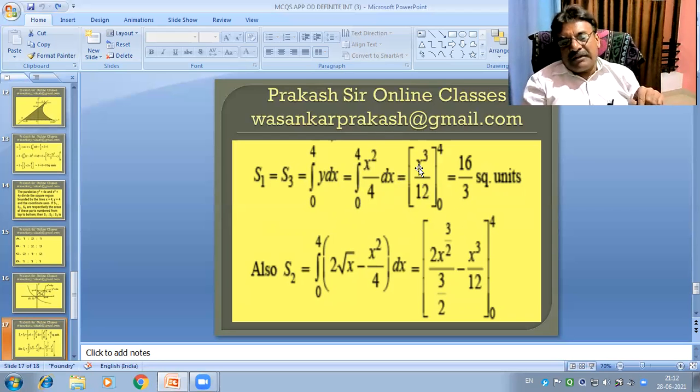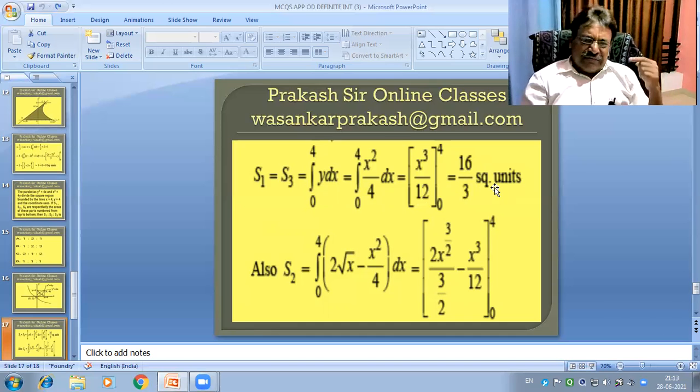First we put here the upper limit, 4 cube, that is 4 into 4 into 4 upon 12. By solving this, we get 16 by 3 square unit.